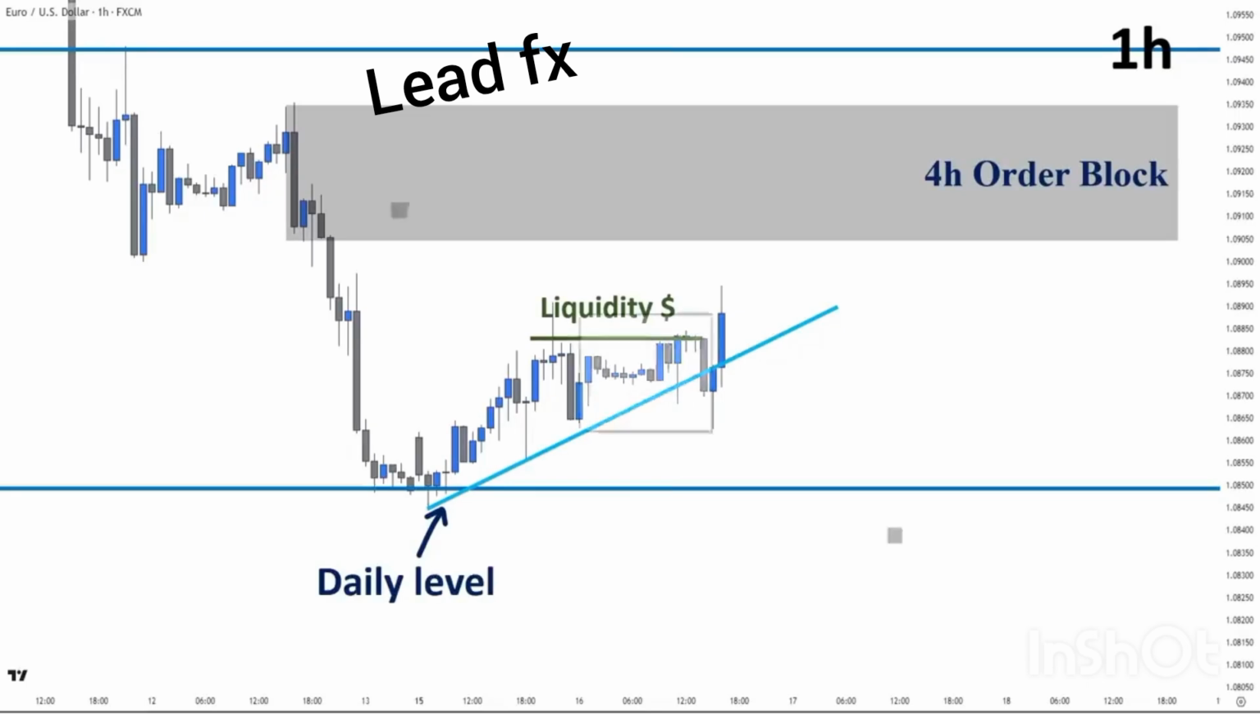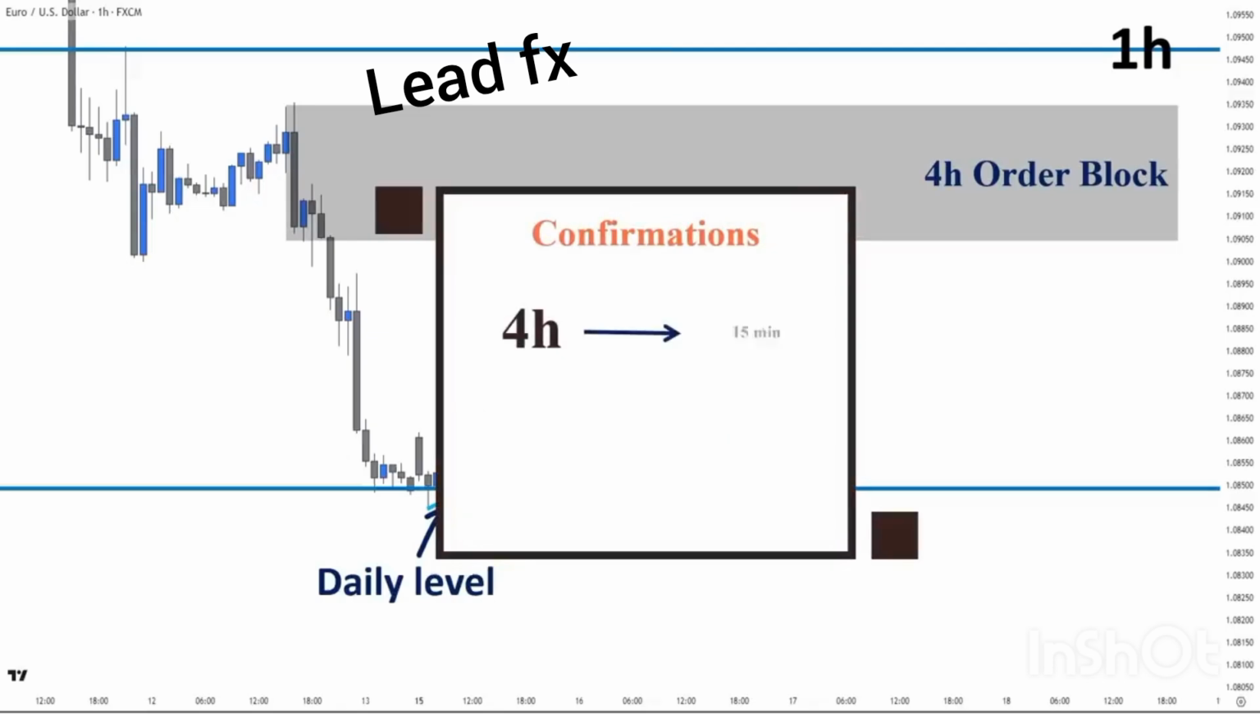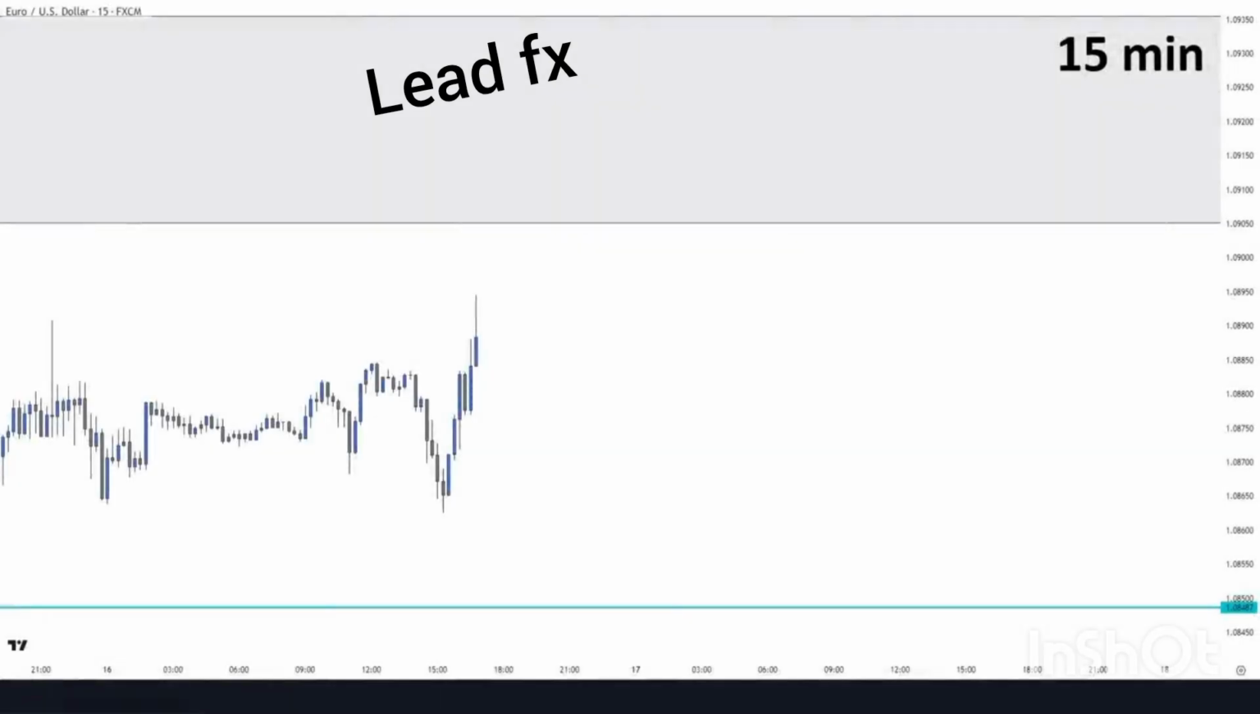It is important to note that, for a 4 hour timeframe order block, we look for confirmation in 15 minutes, and for the 1 hour timeframe order block, we look for confirmations in 5 minutes. So here the 15 minutes chart is the last time frame we will analyze in this process. In this time frame, we only look for confirmations and enter the positions.